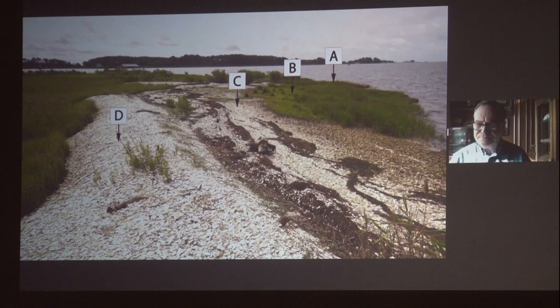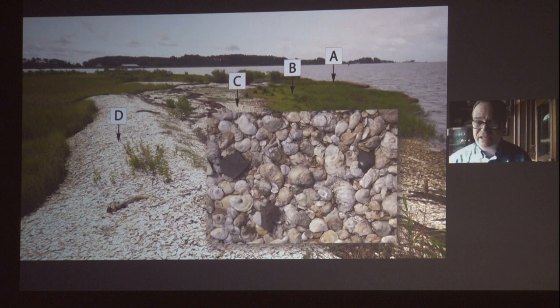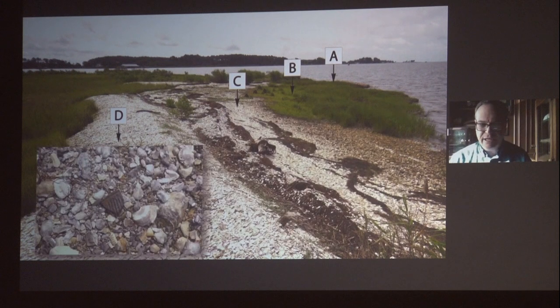To illustrate that, there's an energy component here. If you look between B and C, you'll see the firecrack rock and other heavy artifacts. If you go to D, which is the area where the berm is, you'll find the light fraction, mainly ceramics and flakes and other debris.